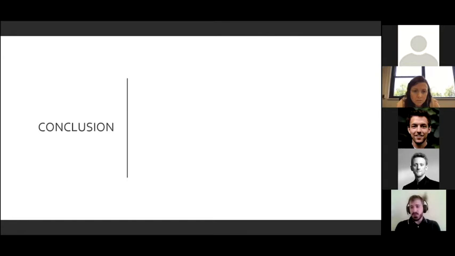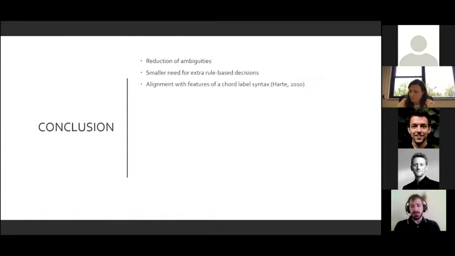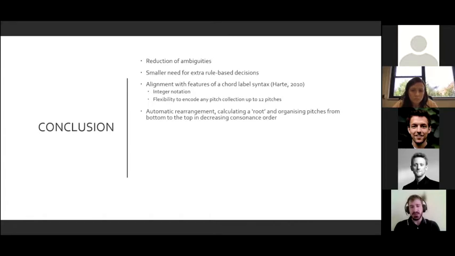In conclusion, we observe that ambiguous cases are significantly reduced. The need for additional external rules is decreased. The proposed scheme covers all features of a well-defined chord syntax, since it is legible by using integer notation, and it is flexible to encode any pitch collection up to 12 pitches. It can automatically arrange pitches from bottom to top in decreasing consonance, and calculates a root. It successfully recognizes foreign notes, such as extensions, suspended notes, or added notes.